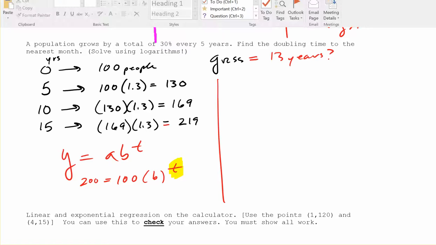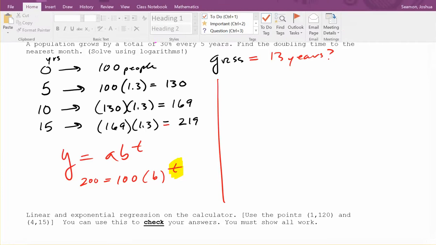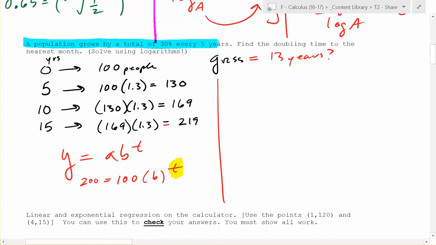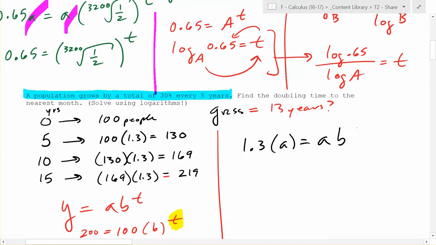What does this first statement tell us? A population grows by a total of 30% every 5 years. You have the time and the percentage, or the rate. So what's the line going to be? 0.3. Not 0.3. It grows by... oh, 1.3. So 1.3 times A is going to be equal to A times B to the what? The 5 years.